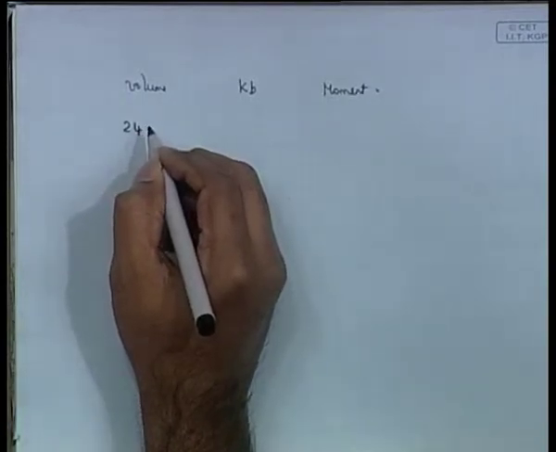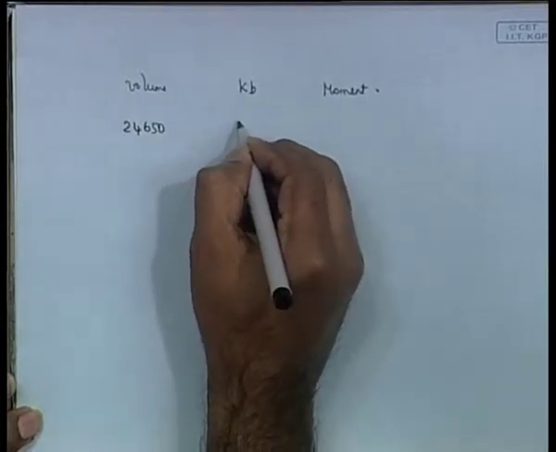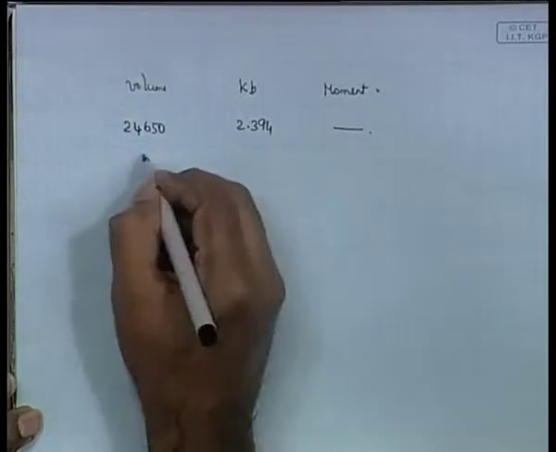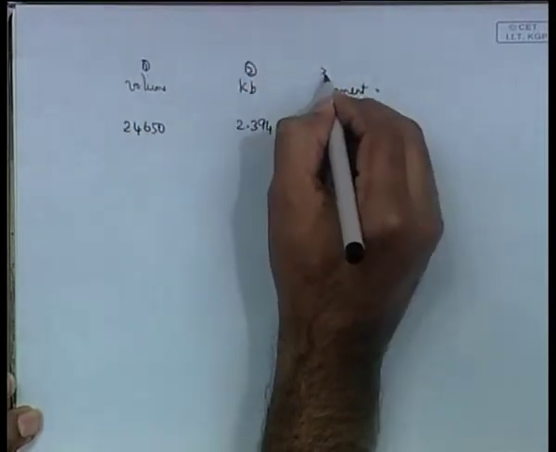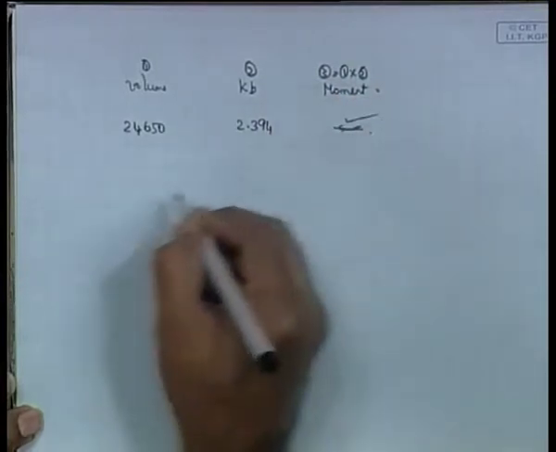From the table we have calculated a total volume. This is what it comes to. Then this is the KB you are getting, and this is the moment. This is column 1, this is 2, and 3 is equal to 1 into 2. So you will get the product of these two here.